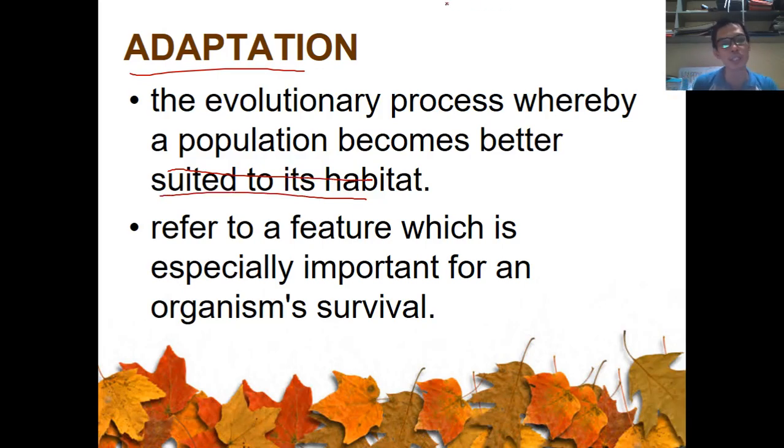Now, if an organism is better suited to its habitat, it can survive and it will have successful reproduction in the long run. The body feature that the organism used in order to adapt to that particular environment will be passed down to the next generation of its offspring. So this is adaptation. Adaptation must work in order to achieve what they call natural selection. So adaptation is always there.